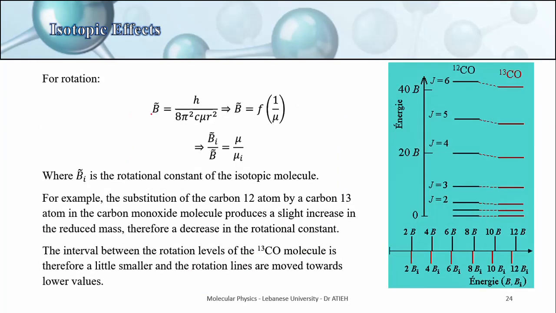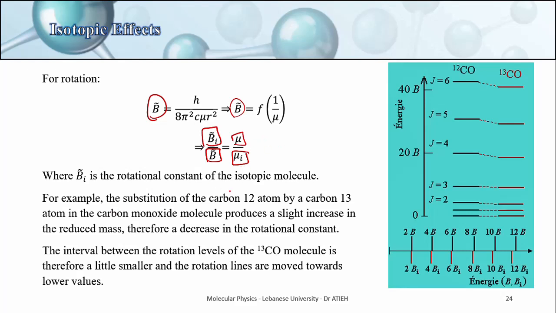Now, what is the effect of a changing mu on the rotational term? For B, which is equal to h over 8 pi squared c mu r squared, B is a function of 1 over mu. So if we change an atom by its isotope, then Bi, the rotational constant of the isotopic molecule, over B, the rotational constant of the usual molecule, is equal to mu over mu I. The index I corresponds to the isotope we are talking about.